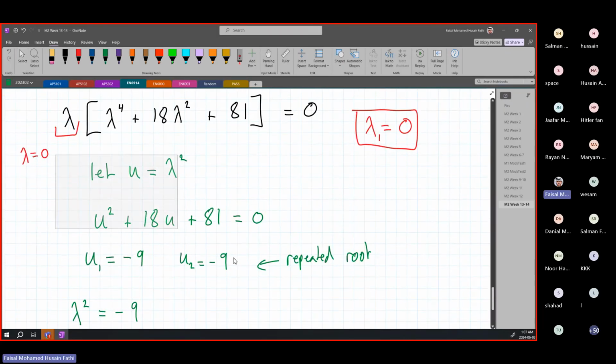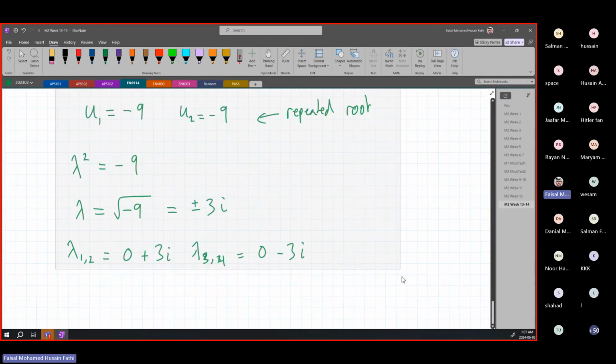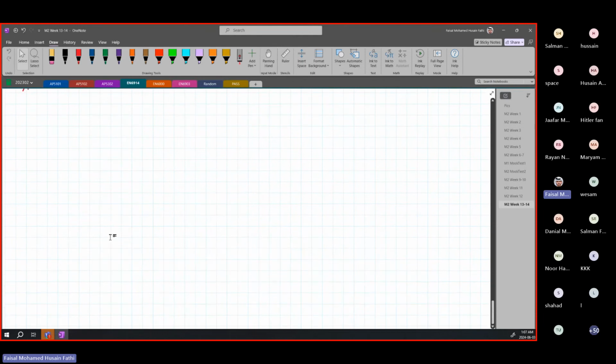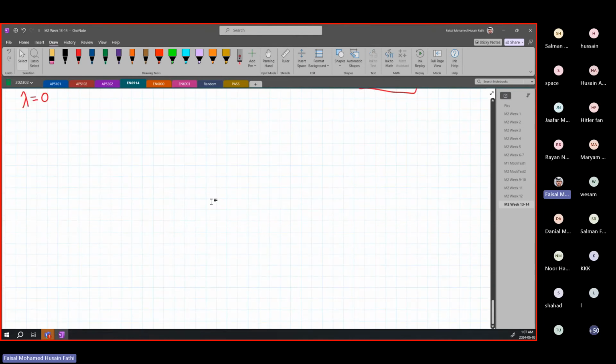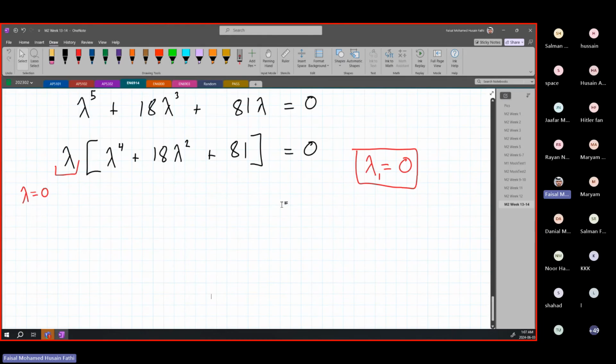I'm going to repeat this entire part again because I need to make sure that you understand how to do it. If you do it using this method, it's going to be easy. Oh yeah, lambda 1 is 0. That will be lambda 2, 3, 4, and 5. You're right. So now we are looking at only this part.